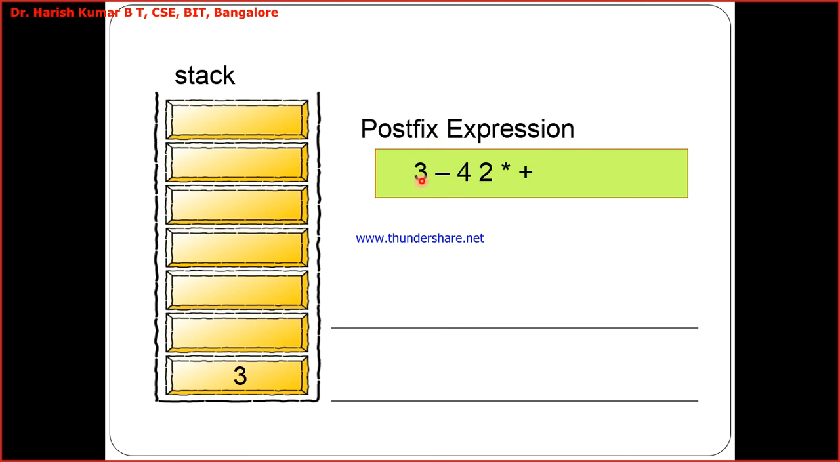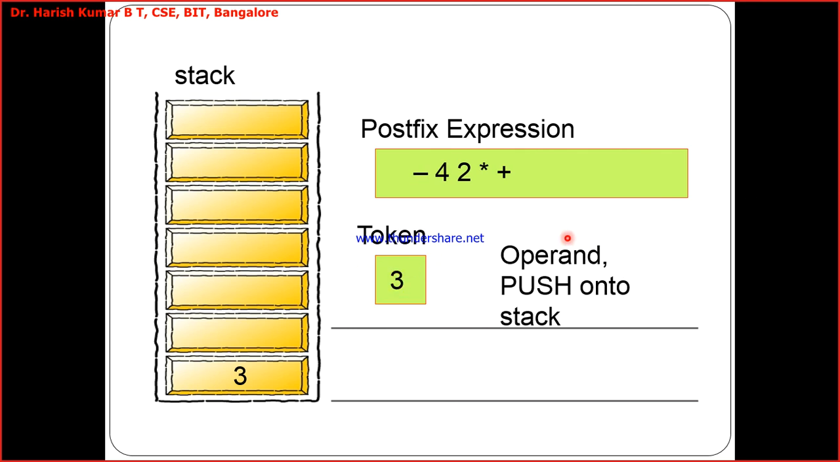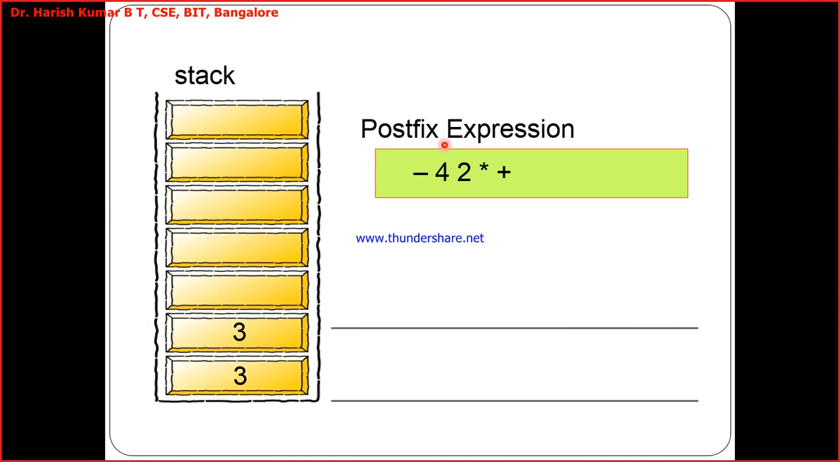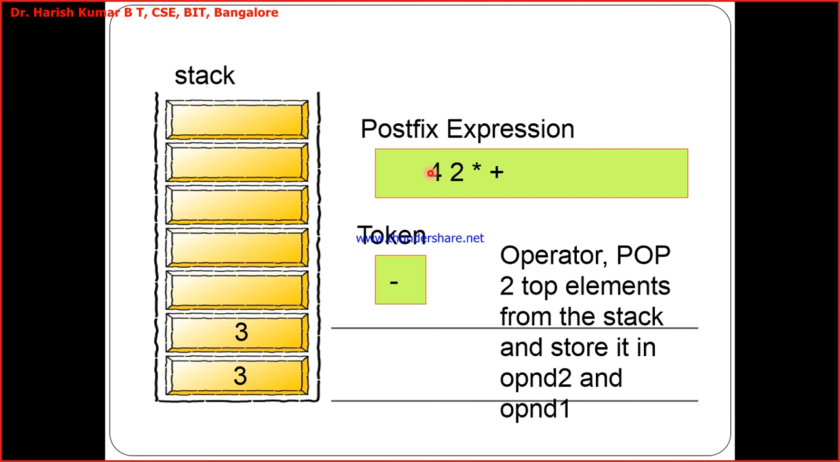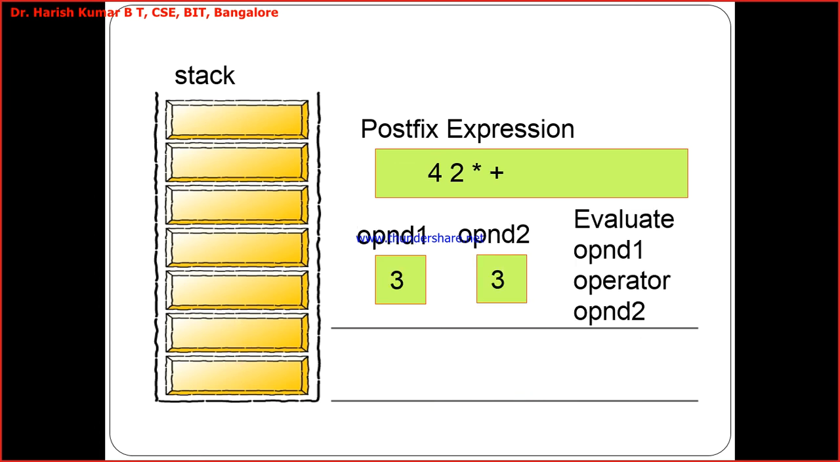Now I'll continue scanning. The next token which I'm scanning is 3. So 3 is an operand, push it onto the stack. Next I'll continue scanning. What is the next symbol I'm scanning? Minus. So minus is scanned, and now it is an operator. So pop 2 top elements from the stack and store them in operand 2 and operand 1. This 3 gets popped out and assigned to operand 2, and this 3 also gets popped out and assigned to operand 1.